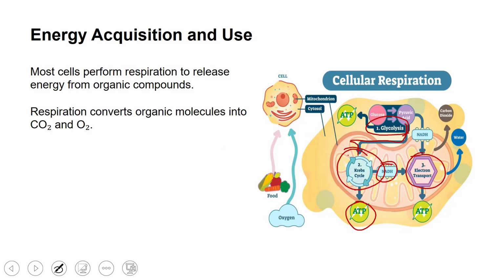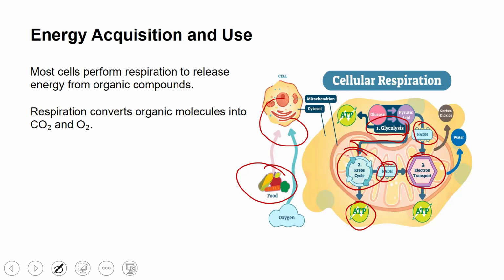So at the end, you see, the organic compounds, like the food, and oxygen will enter into the cell. Then in the cytosol, glycolysis takes place, which is the first step of cellular respiration, where glucose is converted into pyruvic acid and NADH. Then the pyruvic acid goes through the second step, the Krebs cycle. And then the NADH and FADH generated from glycolysis and the Krebs cycle enter the third step of cellular respiration, which is the electron transport chain, in order to generate energy.